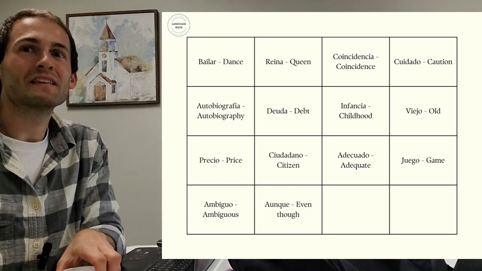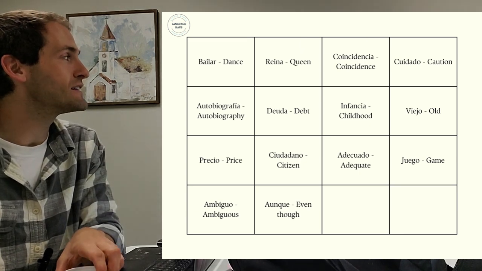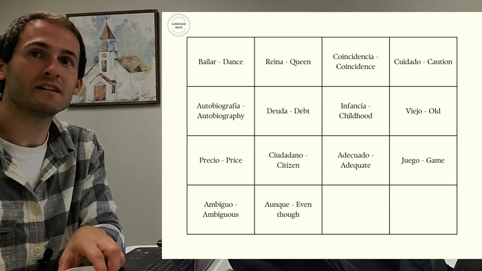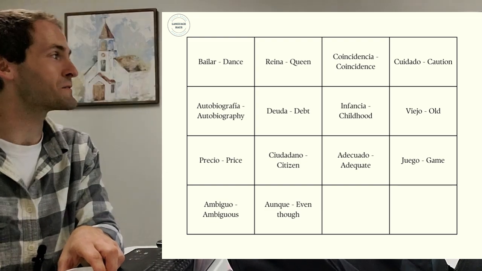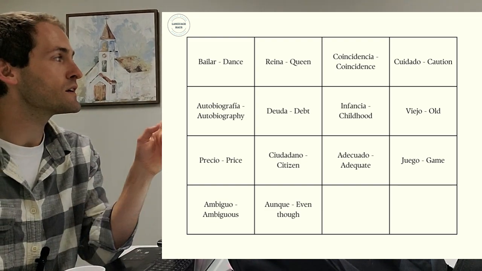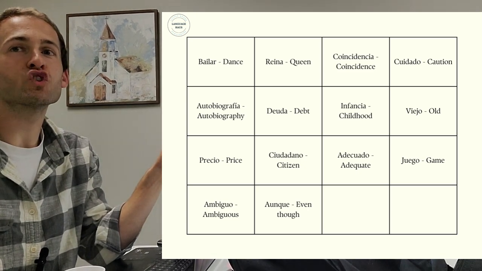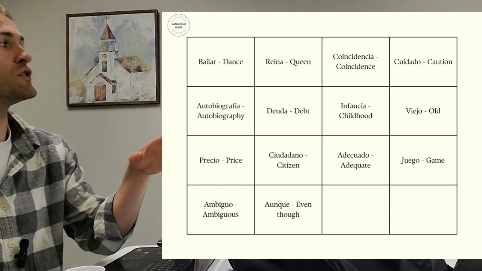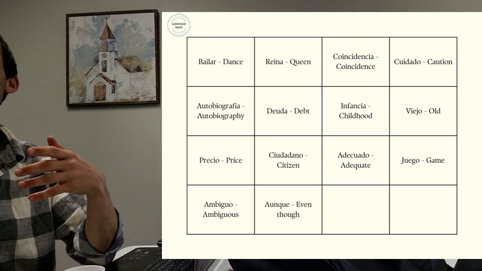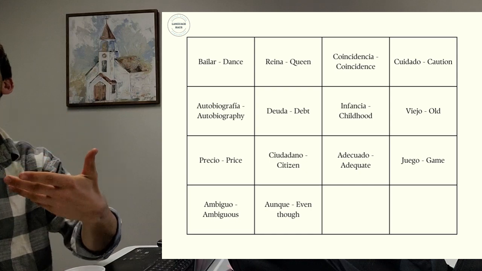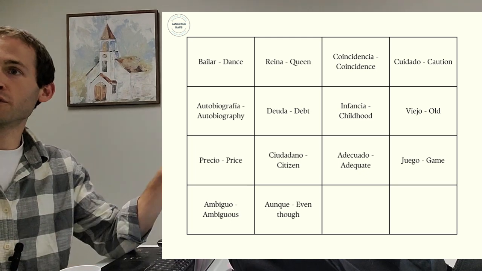Geografía. Good. Deuda. Very good. Infancia. Perfect. Viejo. Very, very good. Perfect. The only nudge is on that first one. Autobiografía. You can see the accent on that end because it is different from the standard. That's where that stress falls. Autobiografía. But very, very good. Questions on those four?